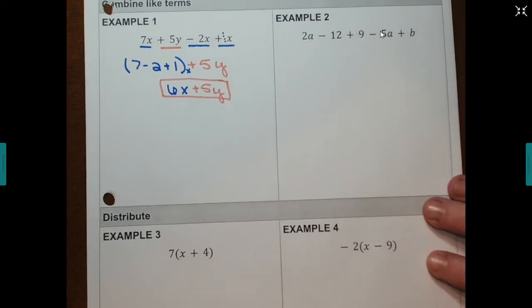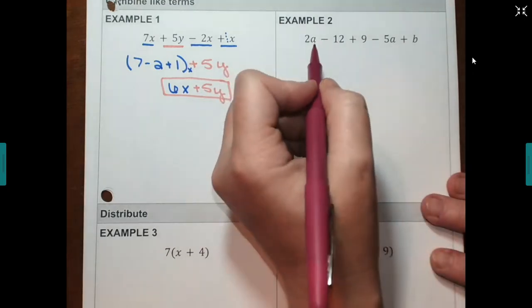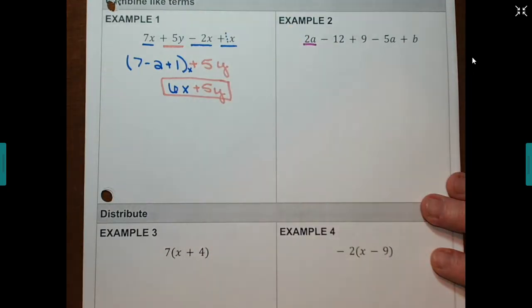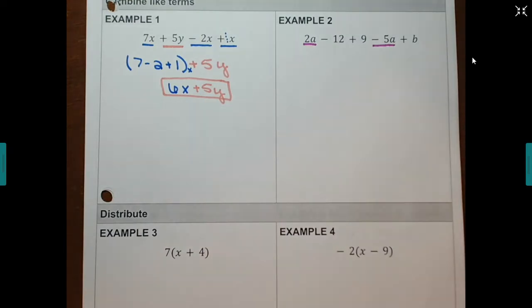Example 2, we have 2a minus 12 plus 9 minus 5a plus b. Whew, there's a lot in here. Let's just start with that first one. 2a, going to underline it. Does it have any like terms? Negative 5a.